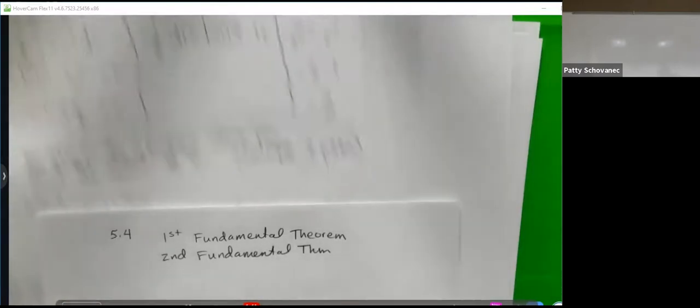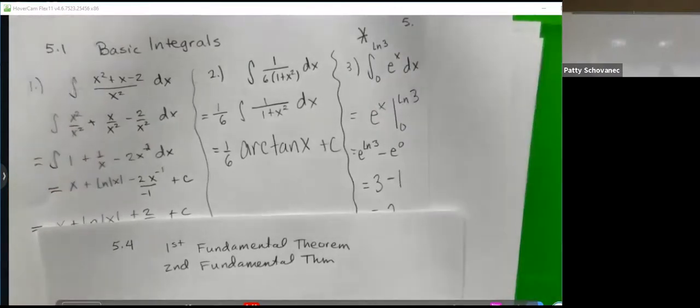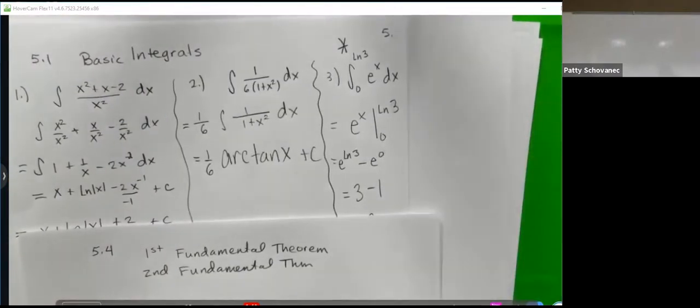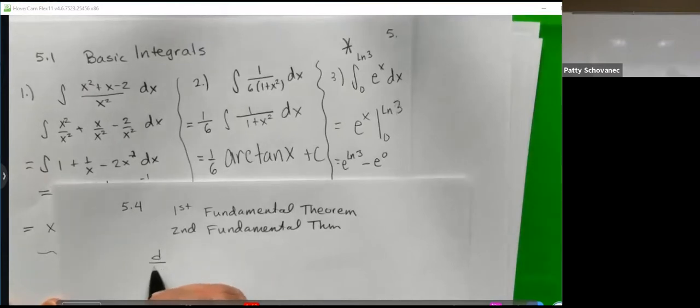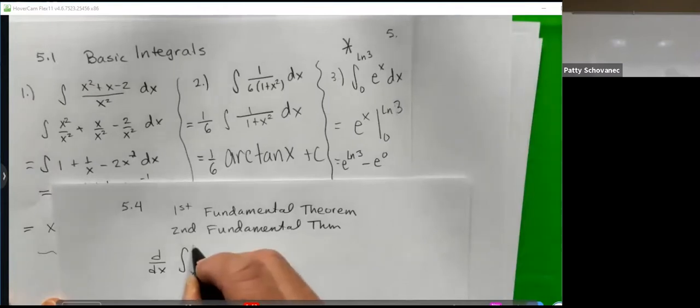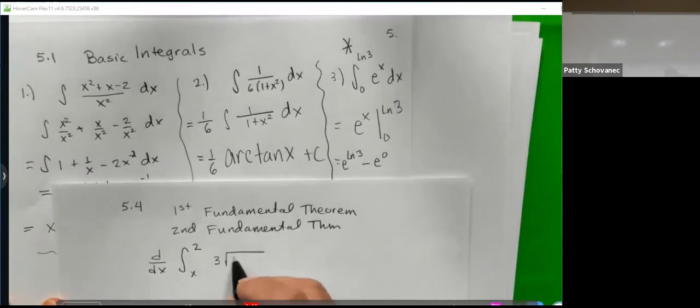We did the first fundamental theorem of calculus right here when you find the antiderivative and plug in the endpoints. The second fundamental theorem of calculus essentially says that the process of taking a derivative is the inverse of taking an antiderivative, that those two operations cancel each other. So for instance, if I want to take the derivative with respect to x of the integral, say from x to 2 of 3 times the square root of 1 plus t squared dt.